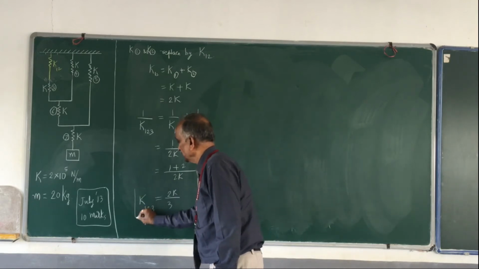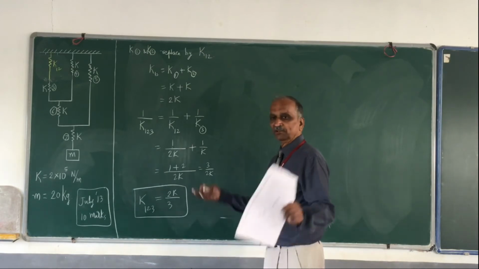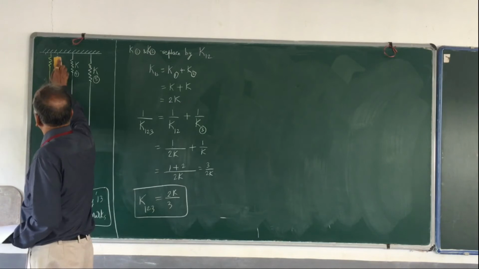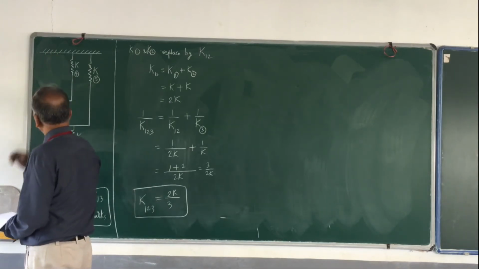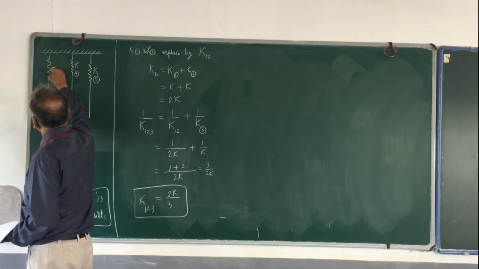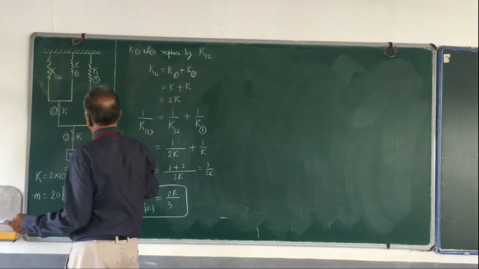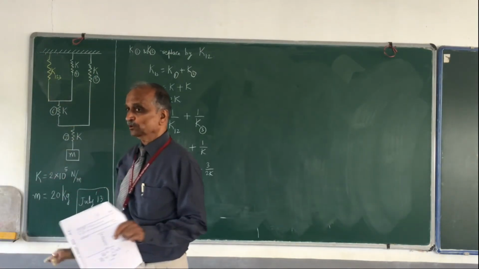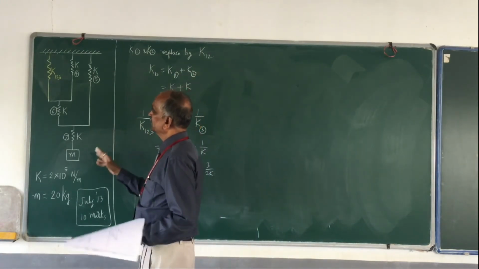2K divided by 3. That means the springs 1, 2 and 3 can be replaced by only one spring. So I shall replace all this by only one spring. What is that? So this is K123. Okay. In order to save my board, I am using it here only, but I wish you to do it in a new diagram. Don't do it in the same diagram. So K123. Now again come back here, observe.